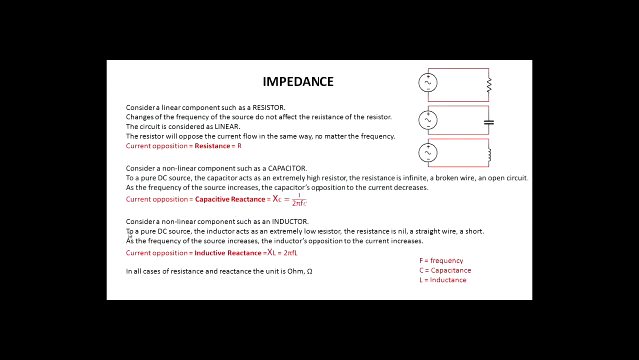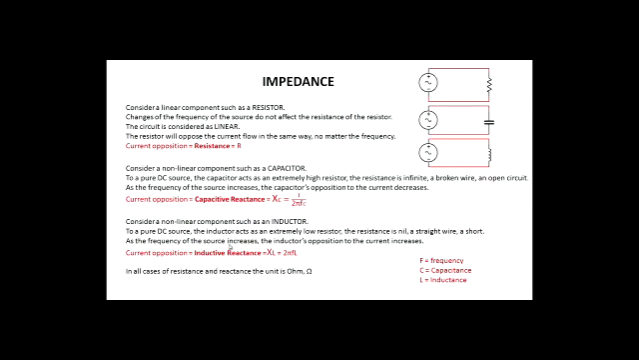So that's a capacitor. Now consider a nonlinear component as well, such as an inductor, a coil. To a pure DC source, the inductor acts as an extremely low resistor. So it's just the opposite of the capacitor. You apply DC to a capacitor, it stops the current flow. You apply DC to a coil or inductor, it is just going to act as a straight wire, as a low value resistor. The resistance is nil, and it's a straight wire, just like a short.